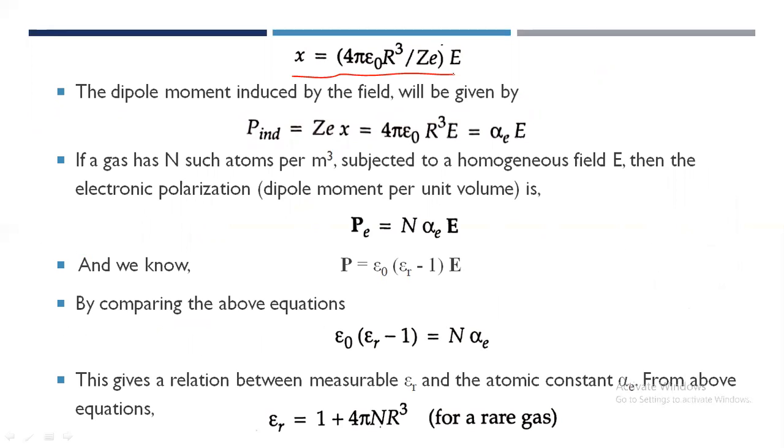The dipole moment induced by the field will be given as, where ind indicates the induced dipole moment, mentioned as p ind.